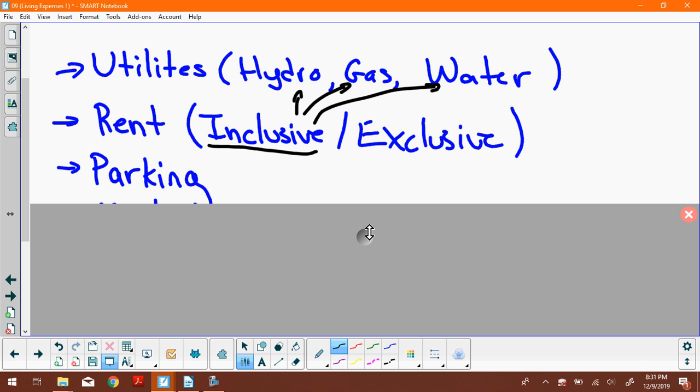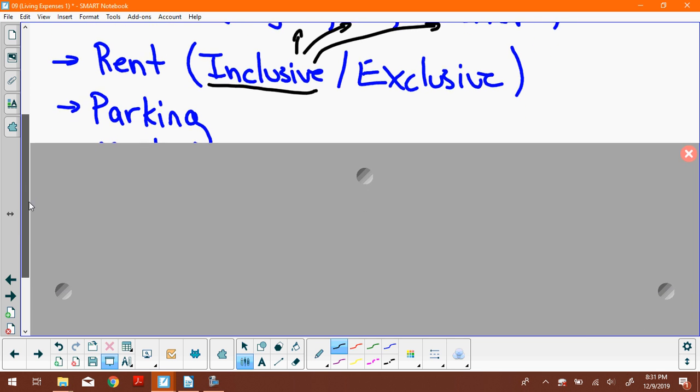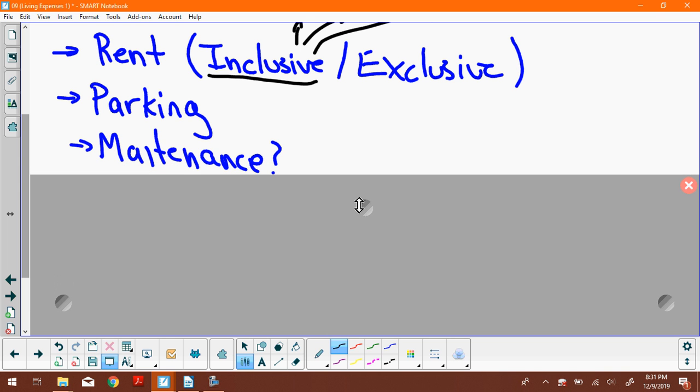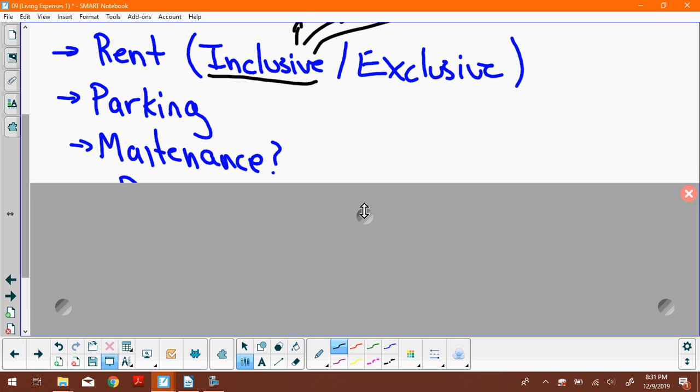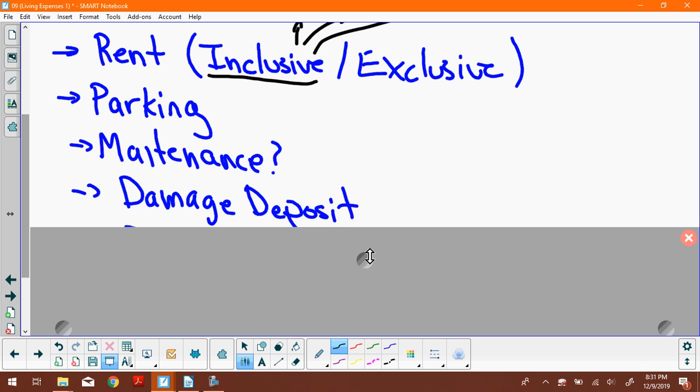There could be costs for parking, right? You may actually have to rent your parking spot as well. There could be some degree of cost for maintenance. Some basic repairs might be covered as part of your rent, like if something breaks down and it's not your fault. But other things might cost you some money, or if you want to do some of your own work, that'll definitely cost you some money.